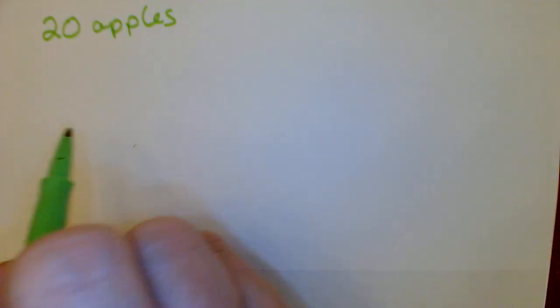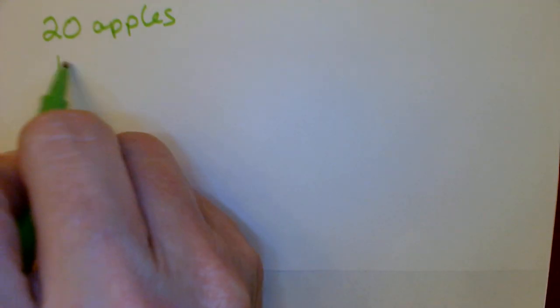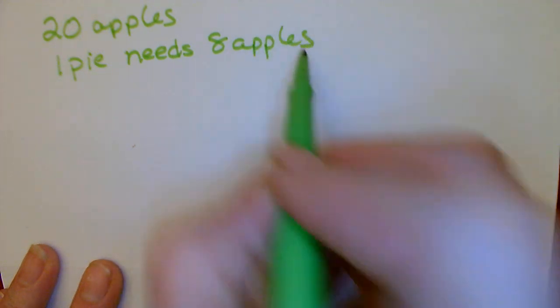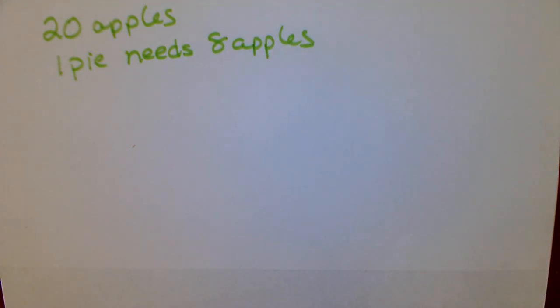All right, so now let's think about a different kind of problem. Let's think about a problem where we're making apple pies. You guys know I like to make apple pies. And so let's say that I have 20 apples to make apple pies. So I have a total of 20 apples. But each apple pie needs 8 apples. And I hope you heard that each word. So one pie needs 8 apples. So how many pies can I make?